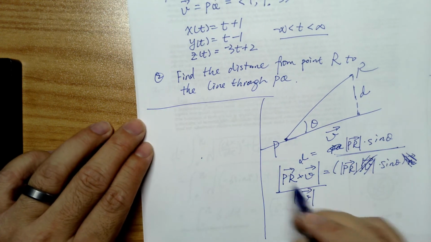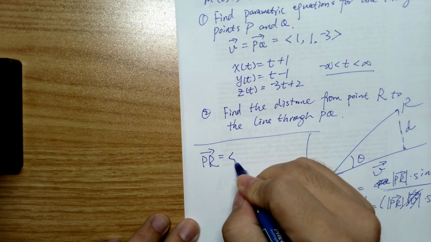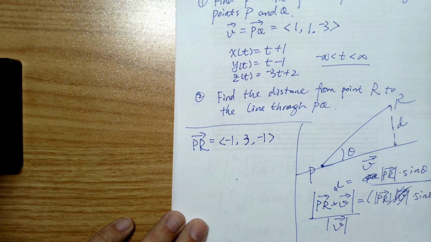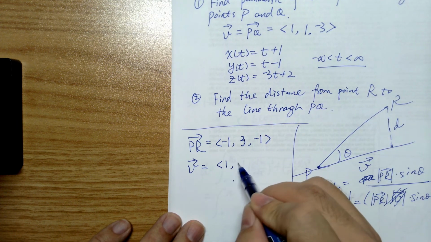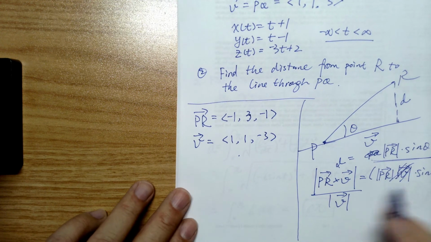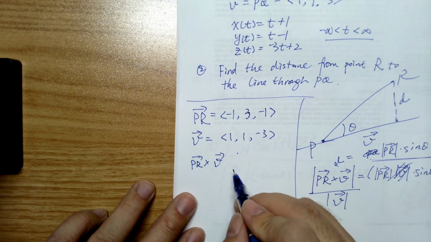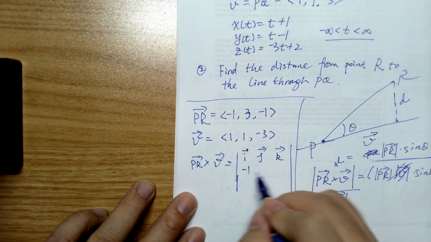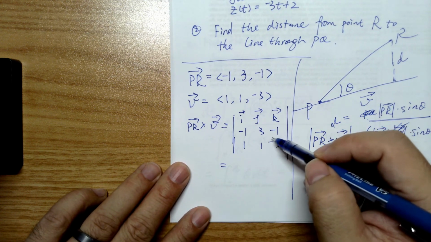So noticing that PR, recall this, it's going to be -1, 3, -1. That's PR. And for vector V, we can use PQ, which is 1, 1, -3 here. So what I would do here is first do PR cross V, so it's i, j, k, -1, 3, -1, 1, 1, -3.